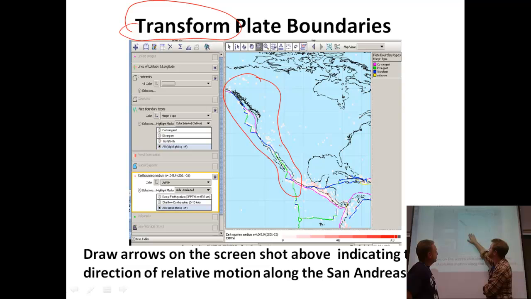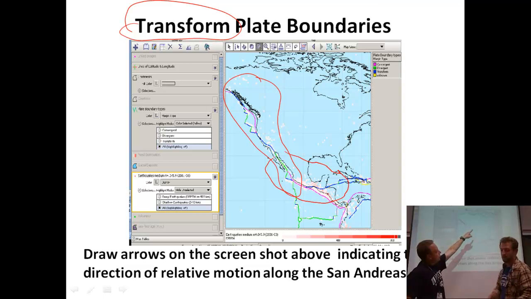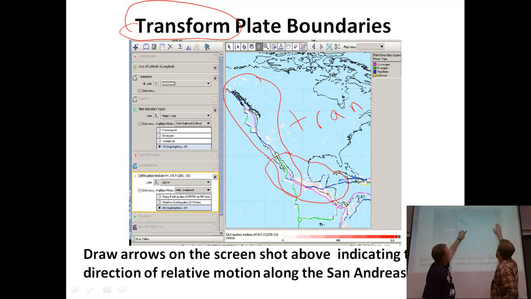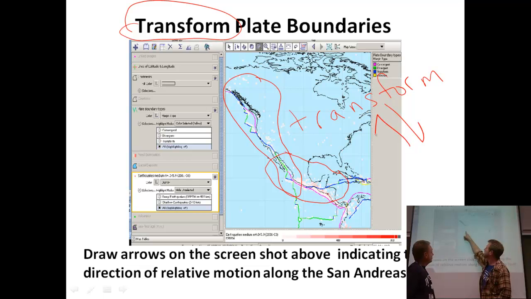So right across California, we're starting to see some blue lines. Then we start to see some green. So up there in the upper right-hand corner, that's the transform. So the blue is a transform boundary. Something you're going to want to write down is that where you see the blue lines, you see transform boundaries. So right across the northern tip of Baja California, right across San Francisco, Los Angeles, all that's going to be a transform boundary.